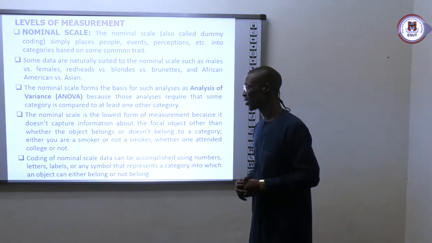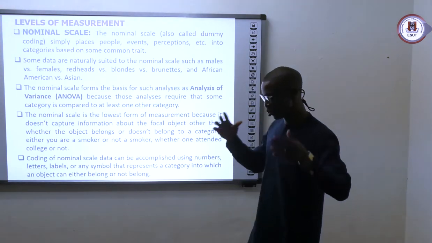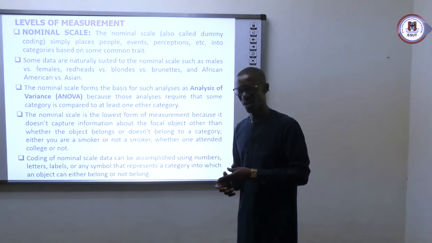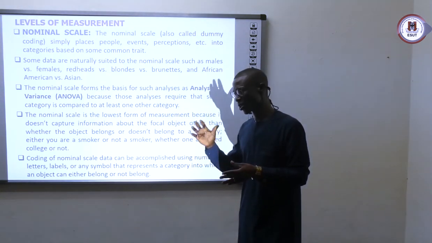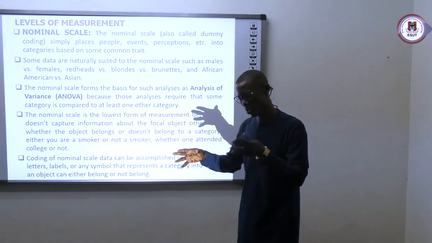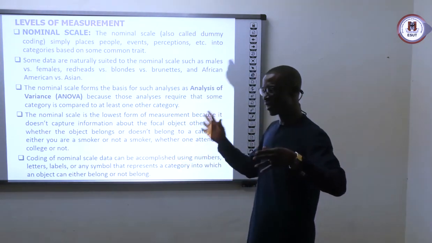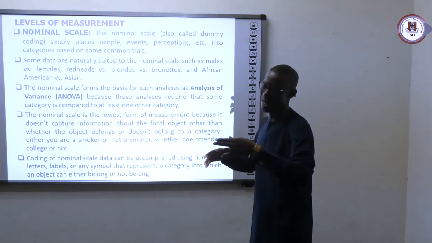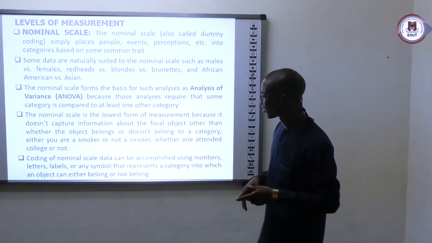Analysis of variance, ANOVA, is normally used to measure the relationship between two things, to measure how much variance, how much difference there is between this and this. Are they the same or are they different? What is the degree of their difference? So that is analysis of variance.